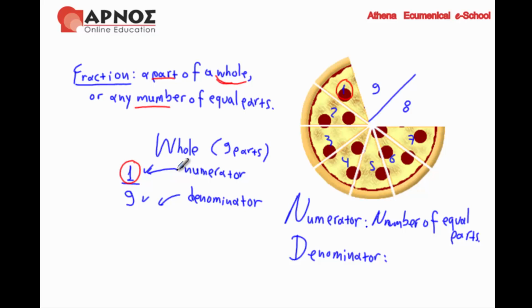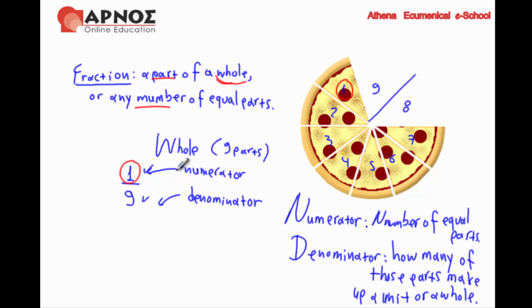And the denominator, which cannot be 0, let's note it, indicates how many of those parts make up a unit or a whole. For example, if we write a fraction which has numerator 3 and denominator 4, this fraction describes that we have used 3 pieces of the 4.